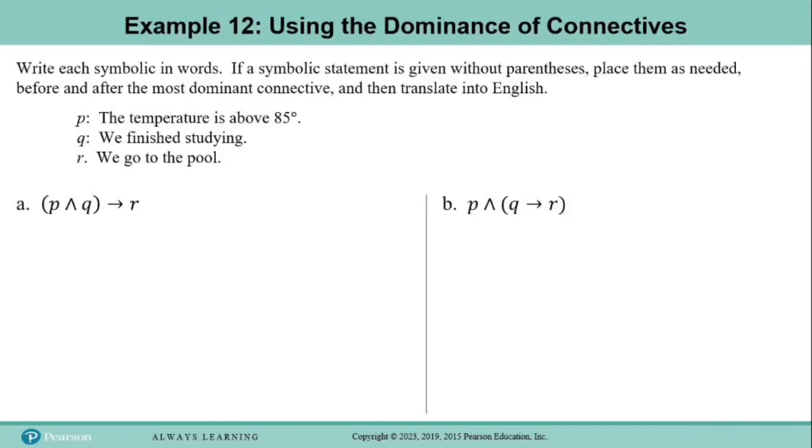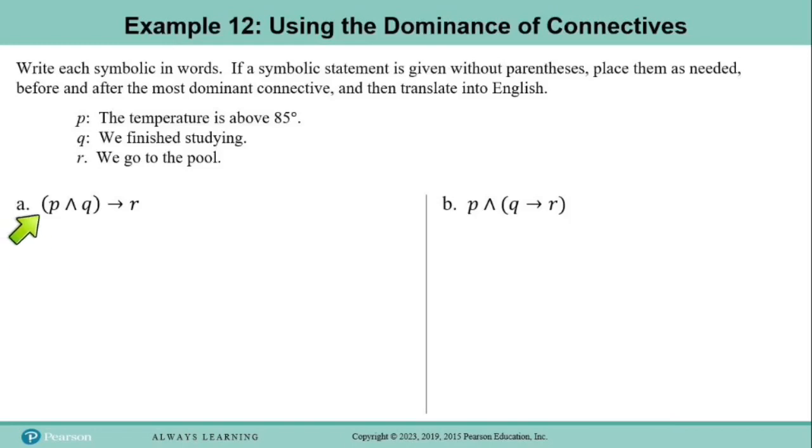Okay, just a little more practice. Here's example 12, still practicing with the dominance of connectives. So it says write each symbolic statement in words. If a symbolic statement is given without parentheses, place them as needed before and after the most dominant connective and then translate into English. So statement P says the temperature is above 85 degrees. Statement Q says we finished studying. And statement R says we go to the pool.